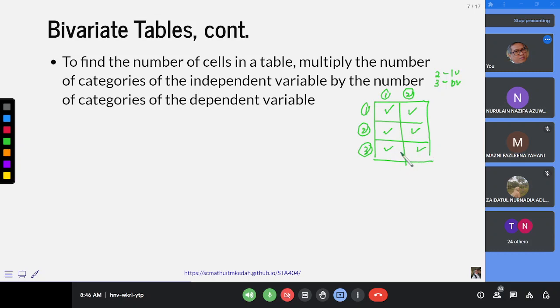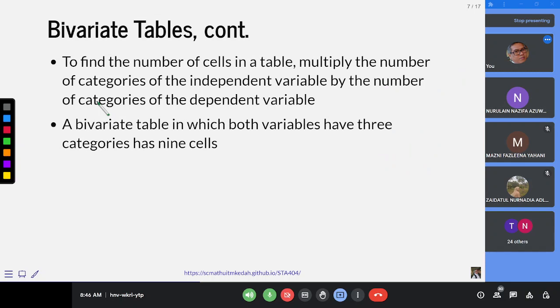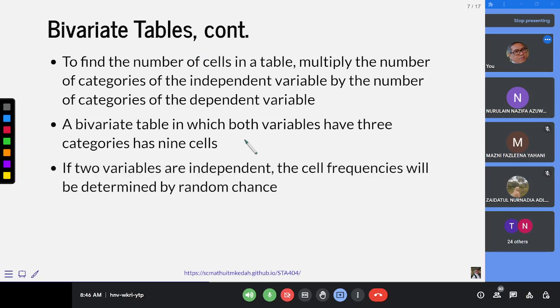So itu yang dimaksudkan. Okay, multiply the number of categories of the independent variable by the number of categories of the dependent variable. So you get the number of cells. So in this case, you have 6 cells, for example. Okay. And then a bivariate table in which both variables have 3 categories has 9 cells. So macam tadi lah. Okay, sebab kita ada kalau 3 categories, so 3 times 3, so you get 9 cells. Okay, so maknanya akan ada 9 lah. Okay, ada 9 cells dekat dalam tu.